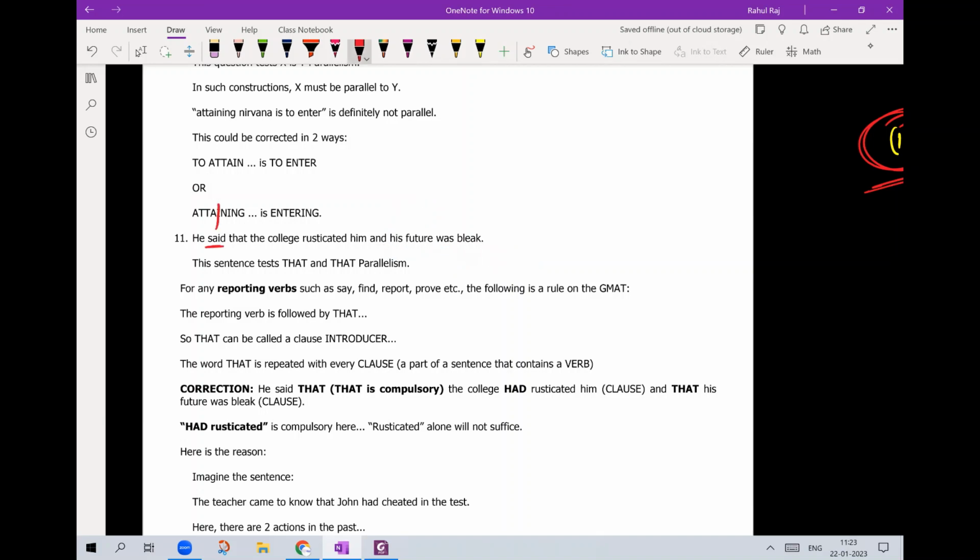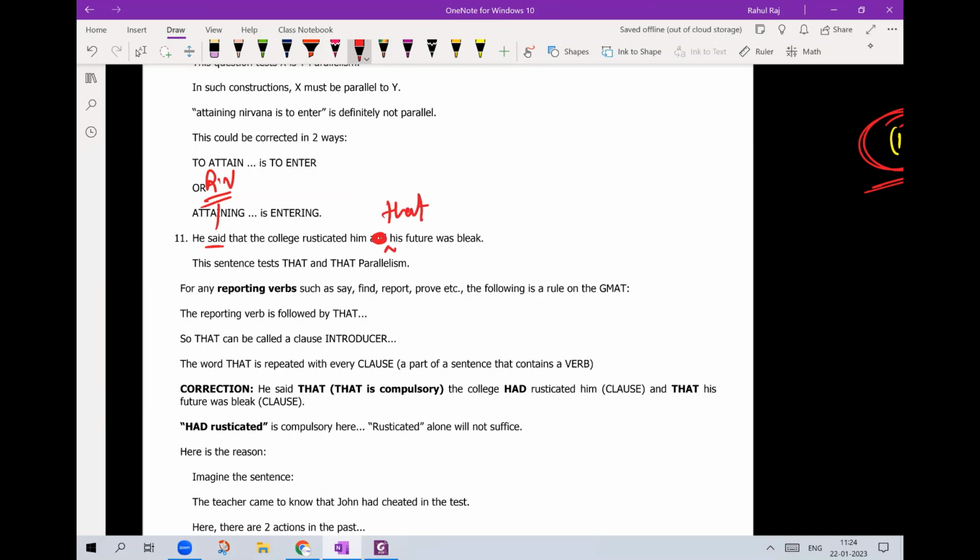Now see here, he said that. Now I know that this said is a reporting verb. I'll explain to you how it is a reporting verb. So if the first that is followed by a reporting verb, that and that parallelism in the sentence is compulsory. And that and that parallelism means this clause should start with that. Now imagine there are fortunately two clauses. There could be three clauses also.